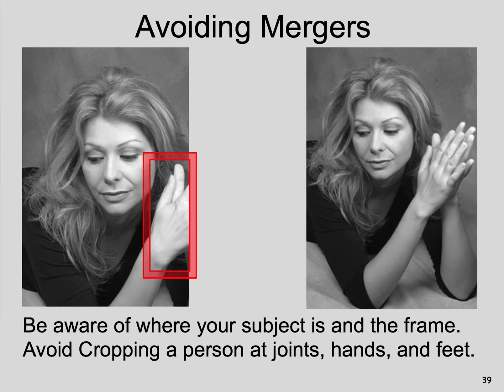A couple things we want to avoid that deal with frames and balance are mergers. In this case, these hands are merging into the frame on the left. A better way to do this photograph would be to pull back a little bit and get the tips of the fingers. In general, we want to be aware of where your subject is in the frame. Avoid cropping a person at joints, hands, and feet.